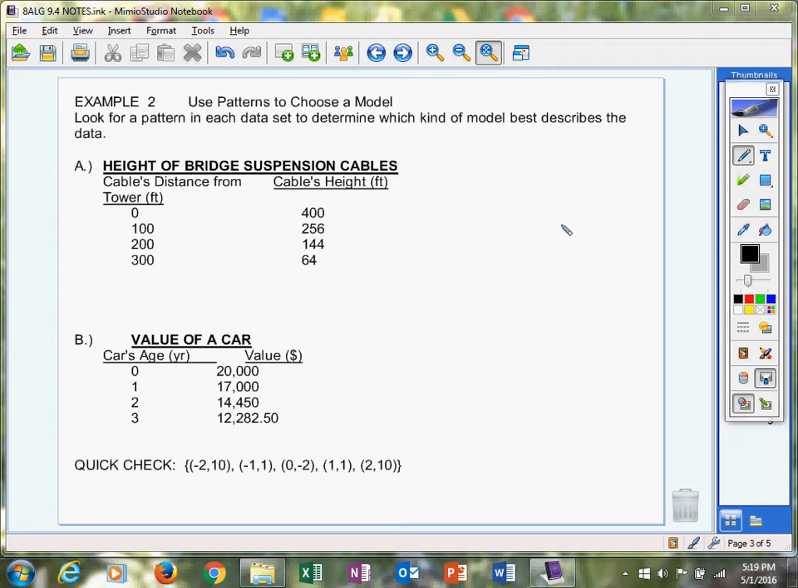We're going to look for a pattern in each data set, and then from that pattern, we're going to determine which kind of model describes the data. And for me, if you want to do all of these problems like this, that is fine. I want to give you some freedom there, that you don't have to graph unless you really want to. Okay, so let's make a list off to the side.